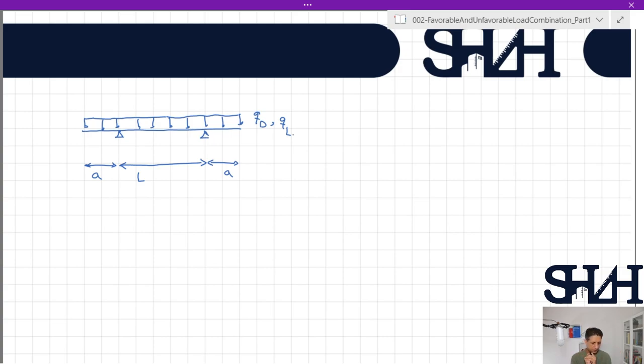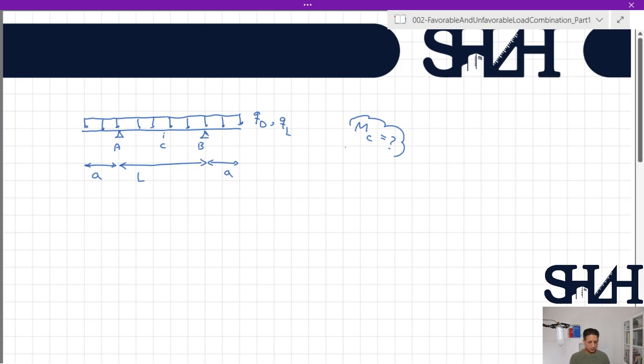So if we want to consider the load combinations for this one, and if we are interested in the bending moment at point C for the most favorable and most unfavorable actions in load combinations, as I said, if the beam is sensitive to permanent action, we need to think how the bending moment in midspan of C will be at its maximum value.